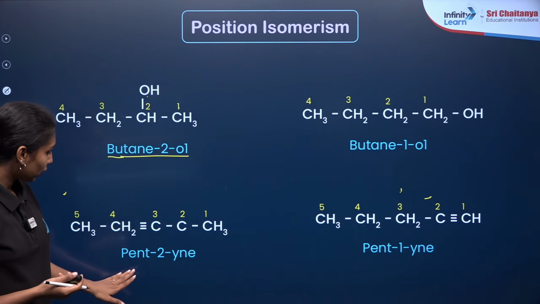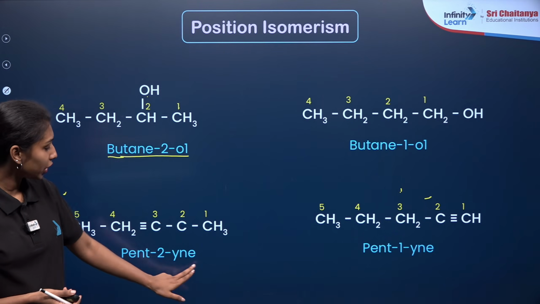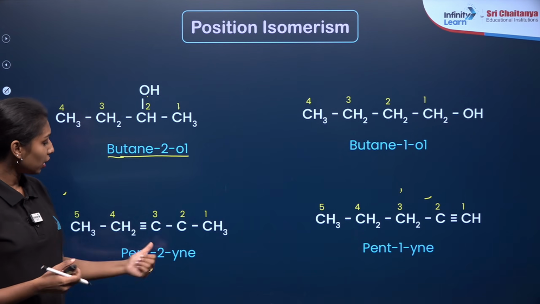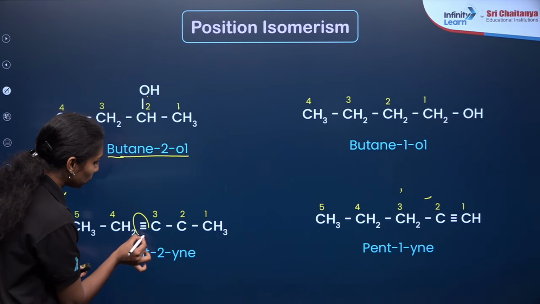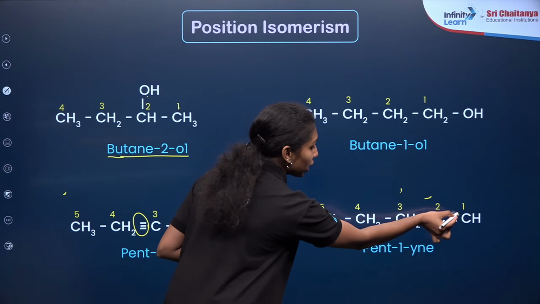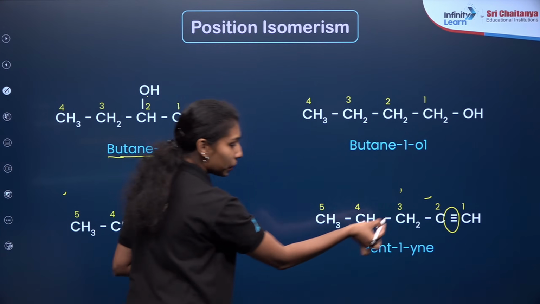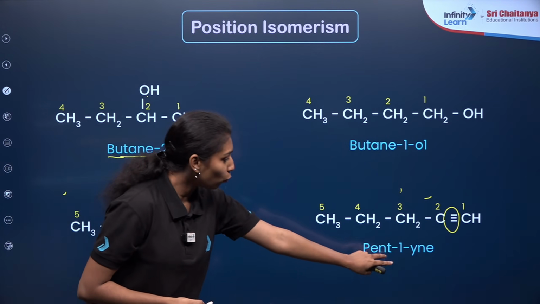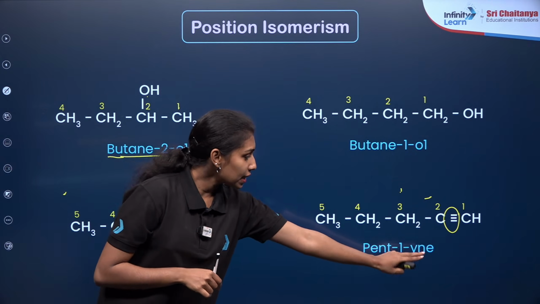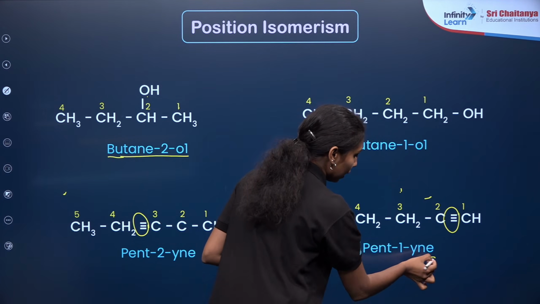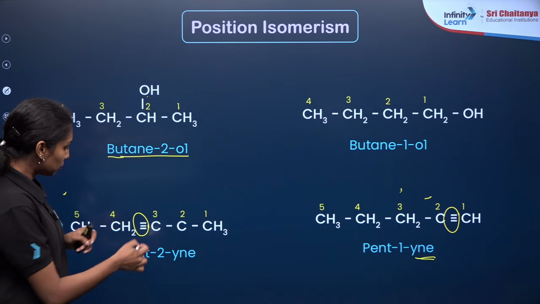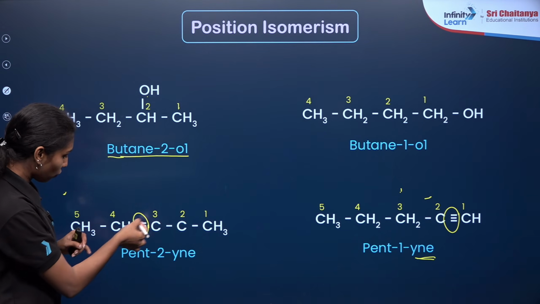Now, as you can see over here, this is another type of compound. What you are observing here is that instead of the OH group, they are giving the functional group of a triple bond, C triple bond C. So here the triple bond is present at the first carbon atom, so the name will be given as pent-1-yne, where yne stands for the triple bonded carbon atoms. Then here, the triple bond will be in between the 3rd and 4th carbon atom.